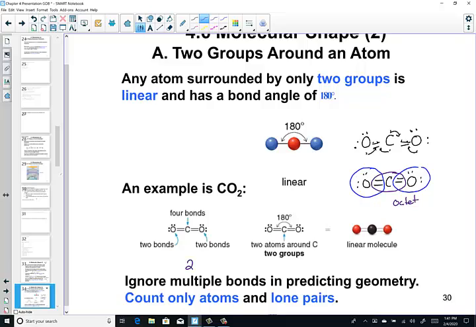So we have 2 groups attached to the central atom. One of the groups is an oxygen atom, and the second is another oxygen atom. Notice there are 0 lone pairs. Standing at the carbon atom, I look one way and I see an oxygen, I look the other way and I see an oxygen. That creates a very linear molecule, with a bond angle of 180 degrees from one oxygen to the next, a very straight line.